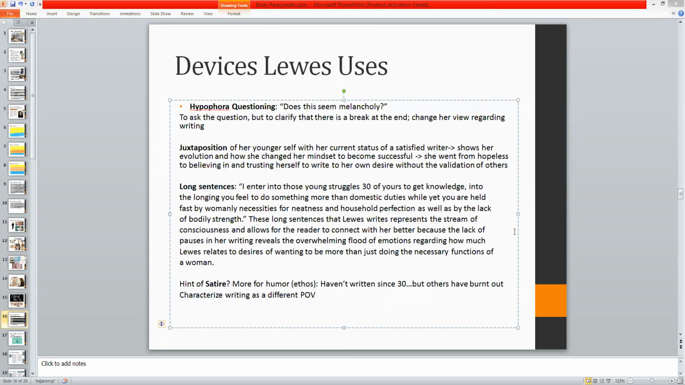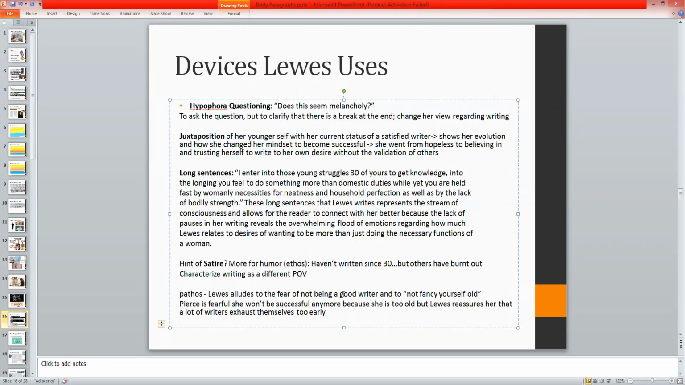And then Shayla puts in here pathos, and you can definitely go back to pathos, logos, and ethos for your paragraphs here, which I'll show you in a second in terms of different types of paragraphs you can establish. But in the case of pathos, Lewis alludes to the fear of not being a good writer and to, quote, not fancy yourself old. Pierce is fearful that she won't be successful anymore because she is too old, but Lewis reassures her that a lot of writers exhaust themselves too early. And it's a good connection with what Andre mentioned earlier here. Perhaps it is just pathos in that case then.